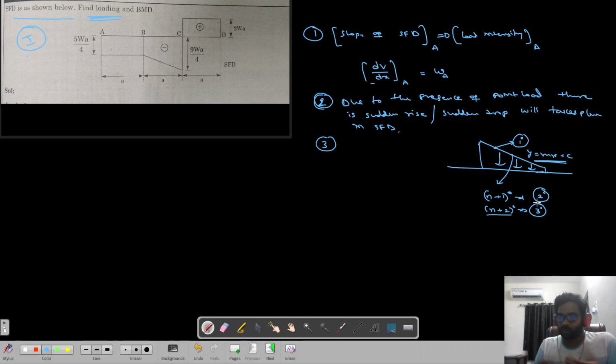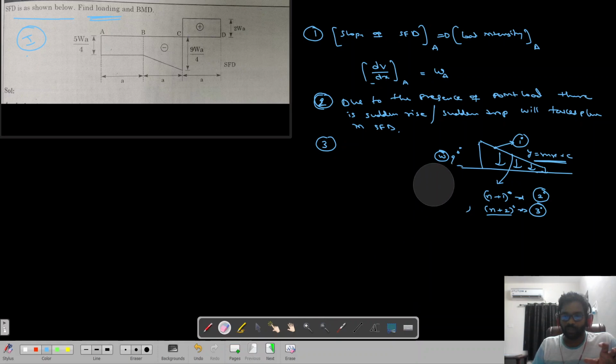For suppose if there is a UDL, a UDL is nothing but W constant, that is a 0 degree curve. UDL is a 0 degree curve. So the shear force diagram for this load intensity will be an n plus 1 degree curve, that is nothing but a 1 degree curve, like a linear curve, and the bending moment diagram will be an n plus 2 degree curve, which is nothing but a 2 degree parabola.